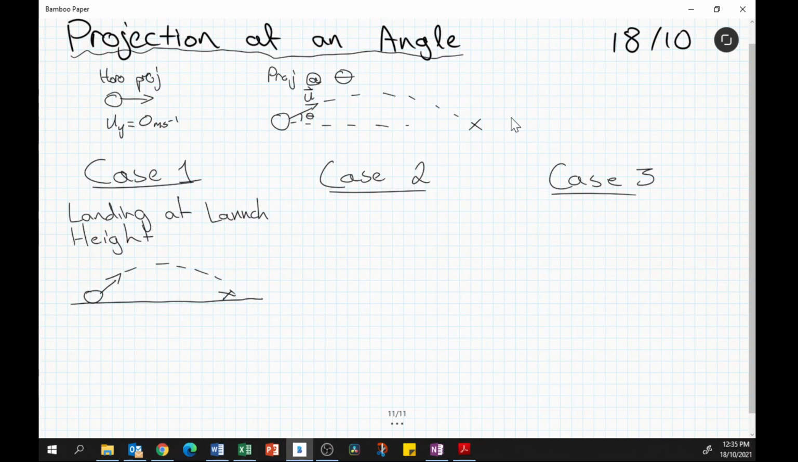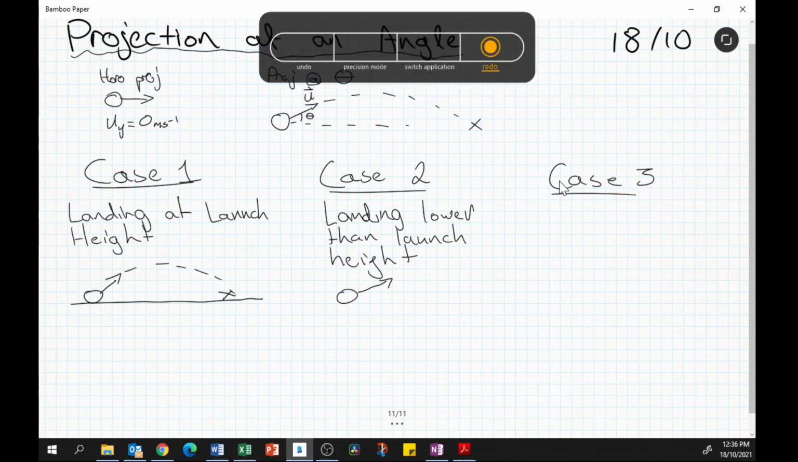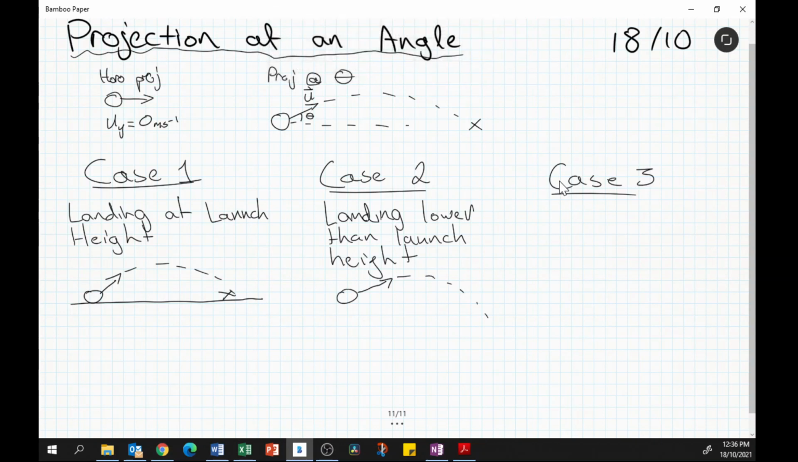Case 2 is landing, I think your textbook does higher. No, landing lower. Landing lower than launch height. So it's this case. Some U at an angle. I won't even draw the notation actually. And then dropping down and landing just like we did with a lot of the horizontal projection.